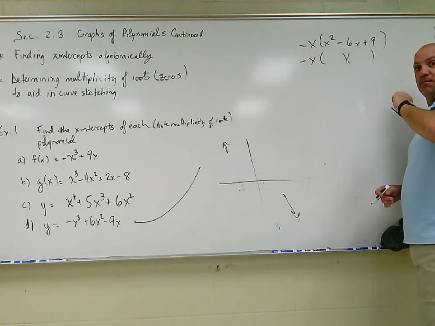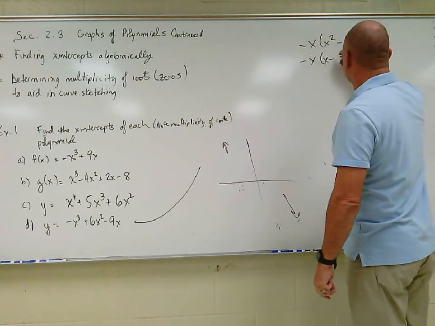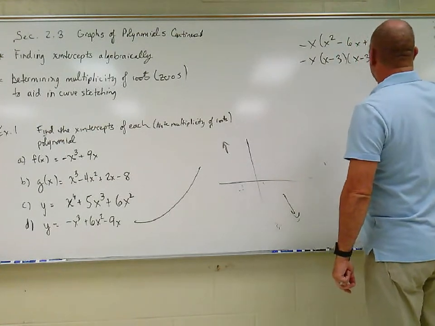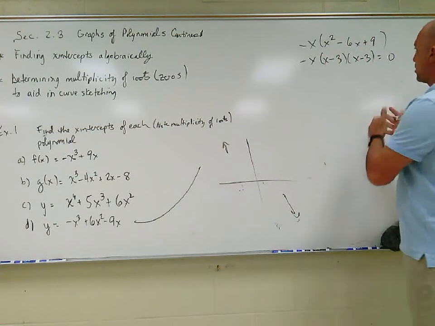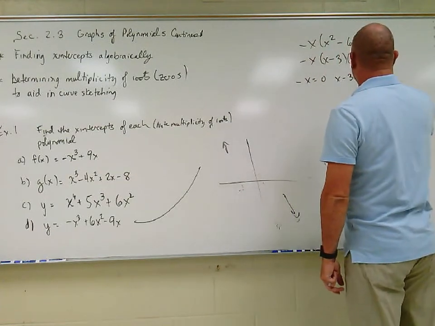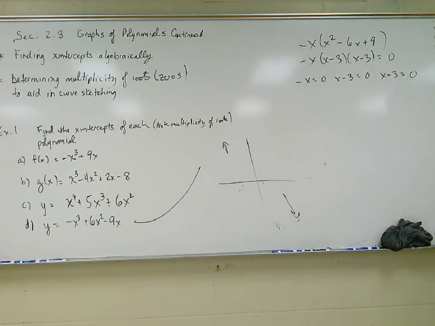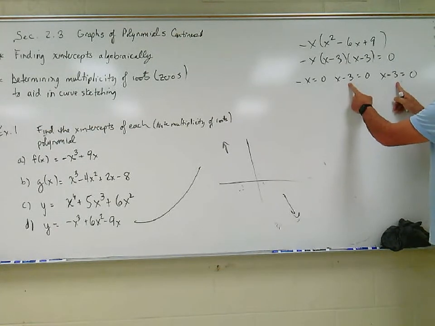Multiply to give 9, add to give negative 6. What would they be? Yeah, so minus 3 minus 3. And now it's completely factored. Now you set each factor equal to 0. Those are all what kind of roots? Any double roots, single roots? What kind of roots are they? They're all single? Yeah, this is the same answer twice.